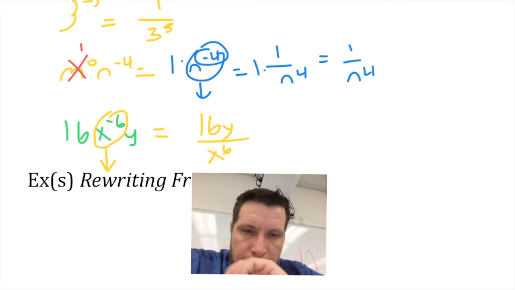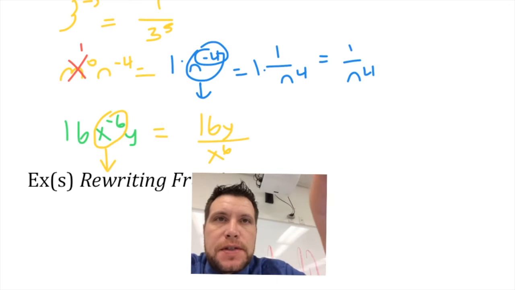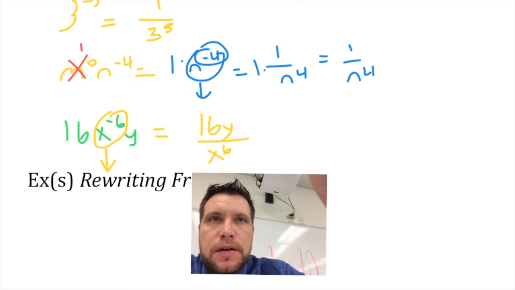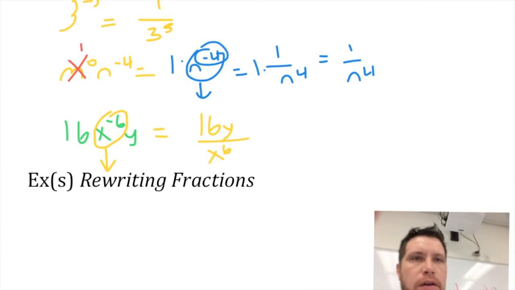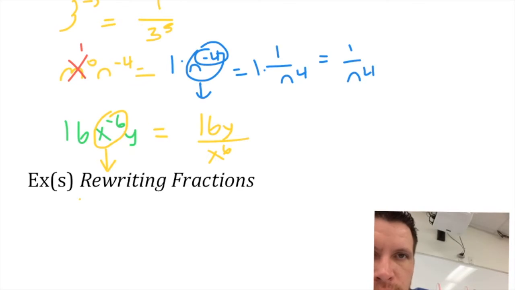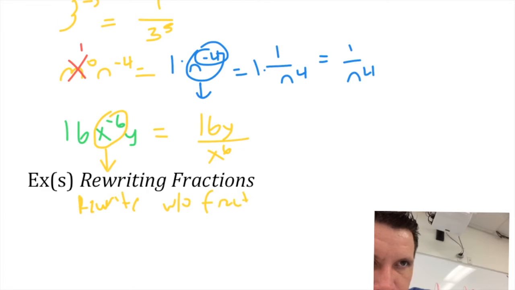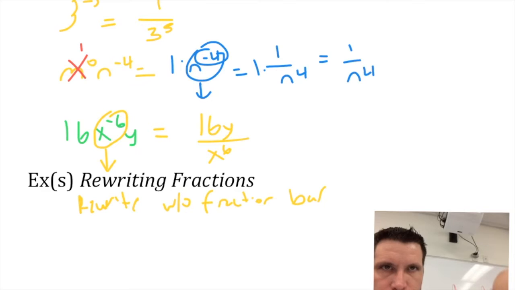So, we can use this idea to rewrite fractions so that they're not fractions anymore. Okay? So you might see rewrite without fraction bar. Okay? So first I have 1 over 16.